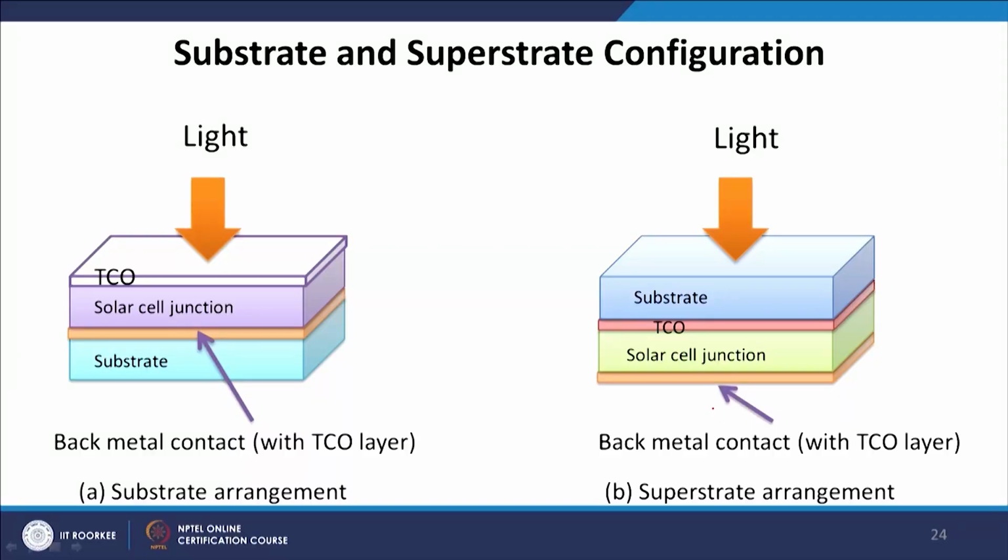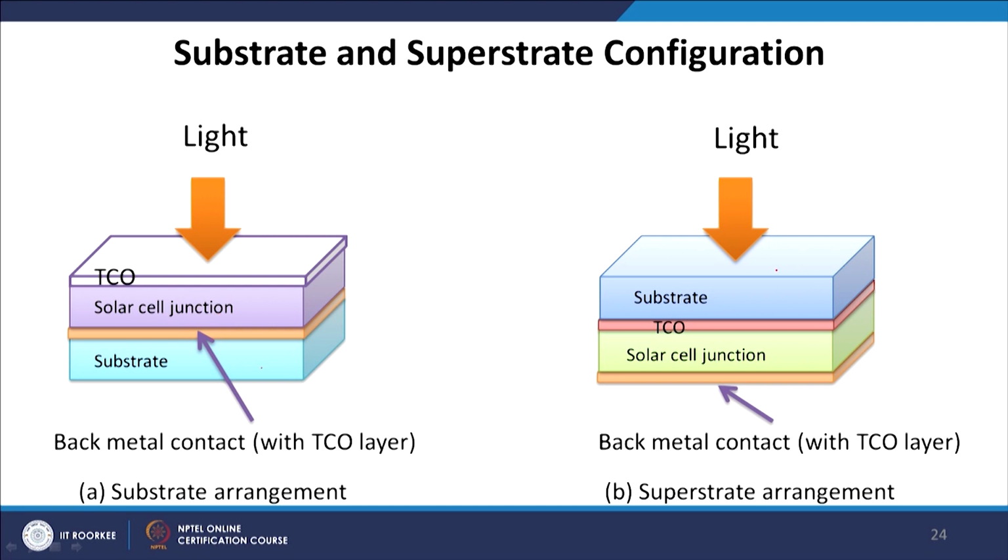For example, you can see in this figure here, we have a substrate, then the solar cell junction and then the transparent conductive oxide. So light falls on the top. So even if the substrate is a very opaque layer, that does not matter a lot because light falls from the top. Only the top surface has to be transparent, and light falls on the solar cell junctions, which create the excitons and separate the excitons.